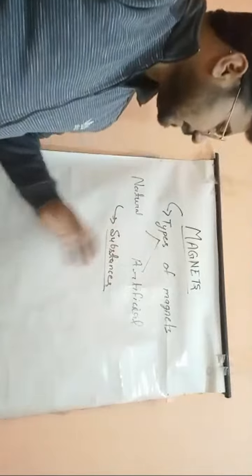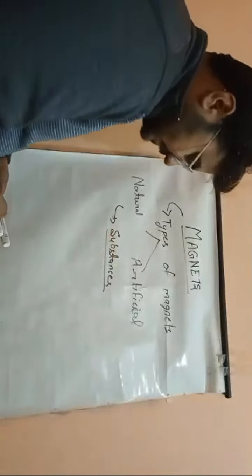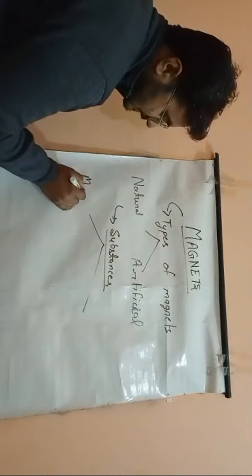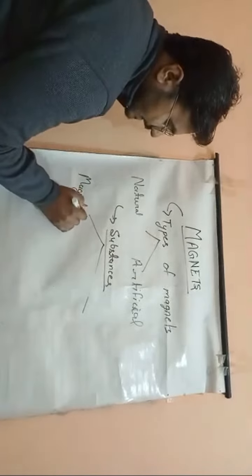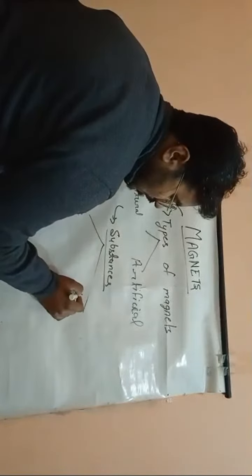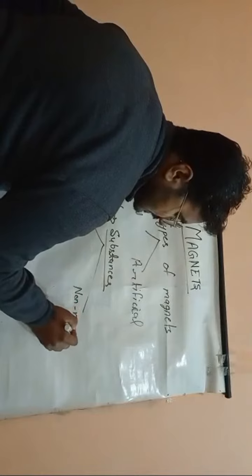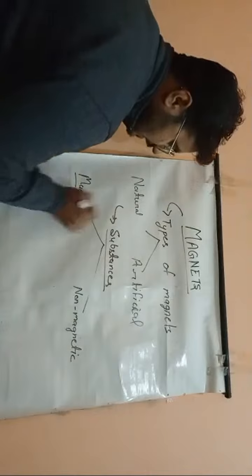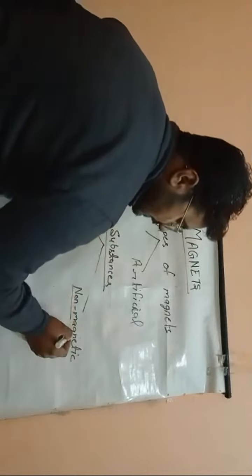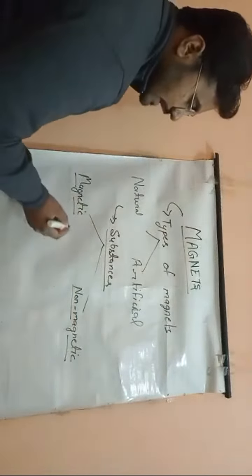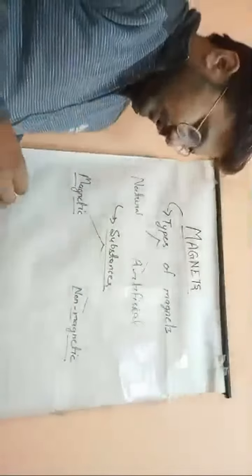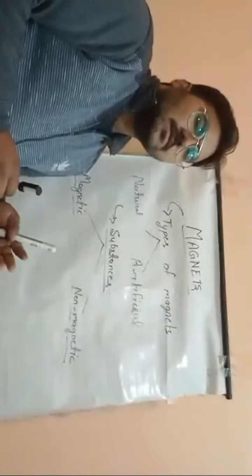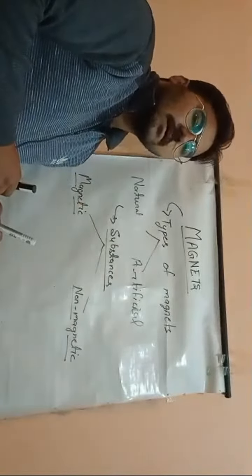So based on these things, there are two types of substances. One is magnetic substance and another one is non-magnetic substance. What is the difference between them? Why are we having these two categories? As I have already told you, some of the substances will be attracted towards the magnet, whereas some of the substances will not be attracted towards the magnet.